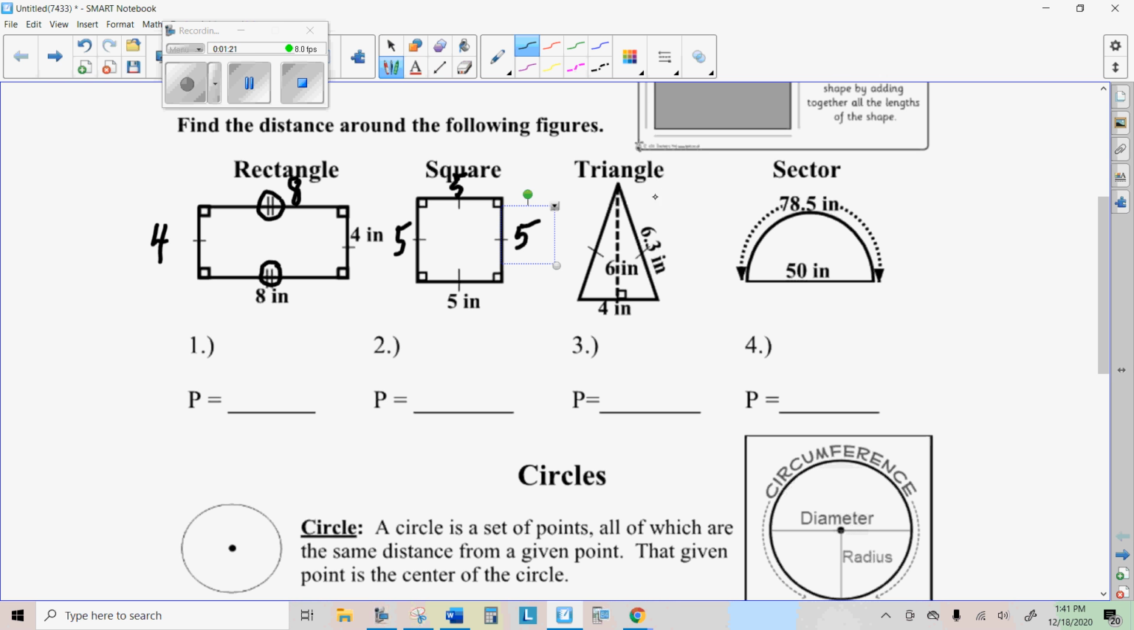This triangle is a special kind of triangle, and these marks tell you why. It is an isosceles triangle, which means two sides are the same. So both these sides are 6.3.